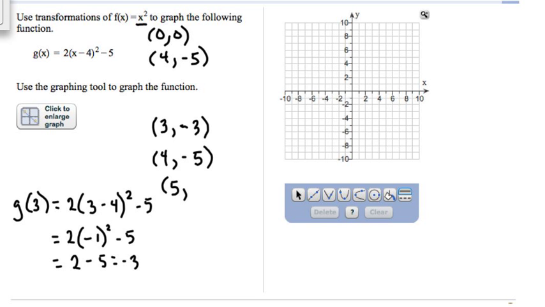And similarly, if we went 1 ahead of 4, which would be 5, this number is always going to be the same. So these two numbers here will wind up being the same, and that's a characteristic of quadratic functions. So now we have these two sets of coordinates that we're going to use to graph the function.